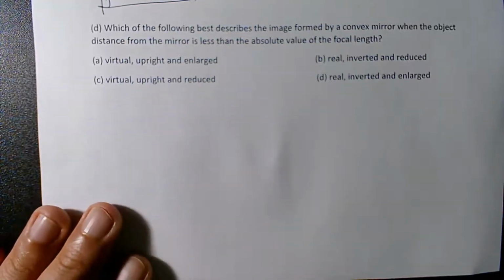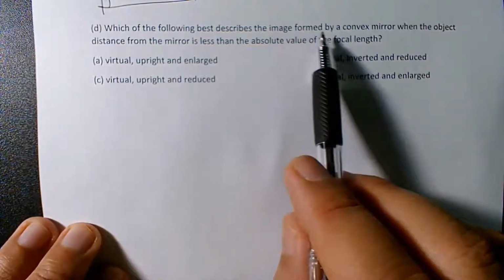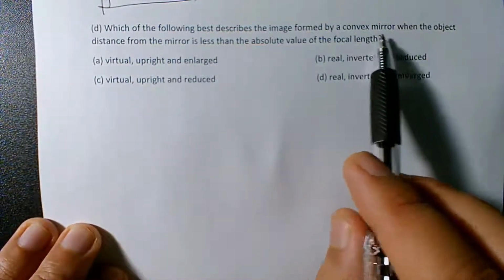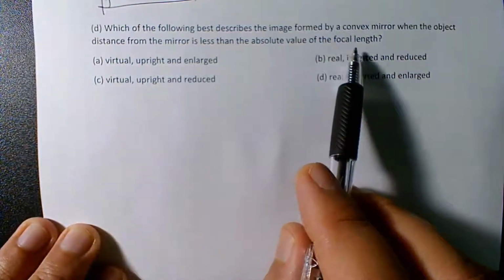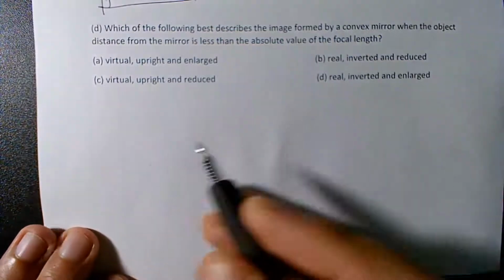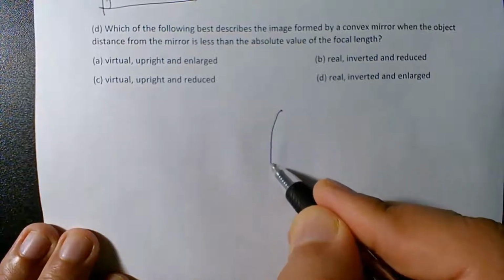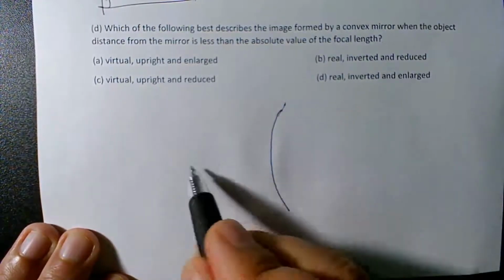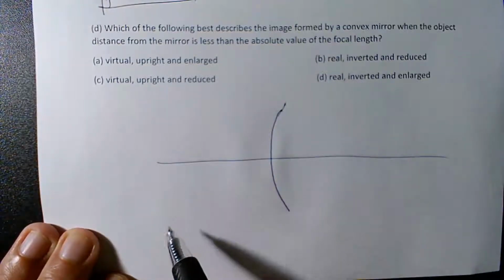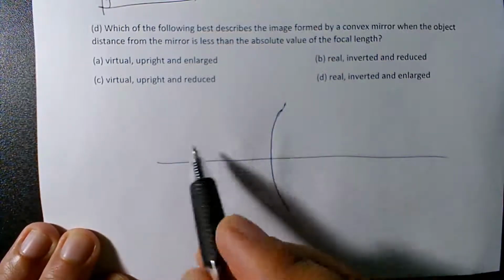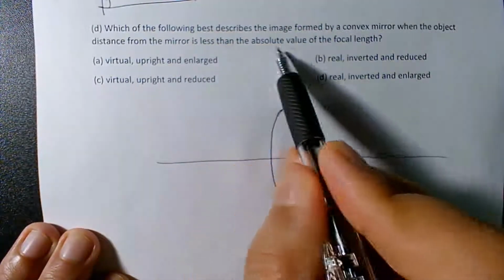Here's the next question. Which of the following best describes the image formed by the convex mirror? Again, a diverging mirror, when the object distance from the mirror is less than the absolute value of the focal length. So first we have to check with the ray diagram. This is the convex mirror, the diverging mirror, and you put an object between the focal point and the mirror, less than a focal length.